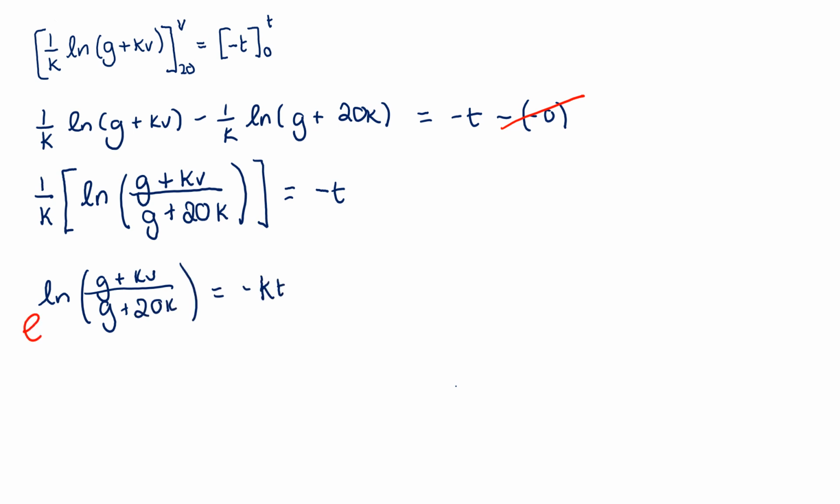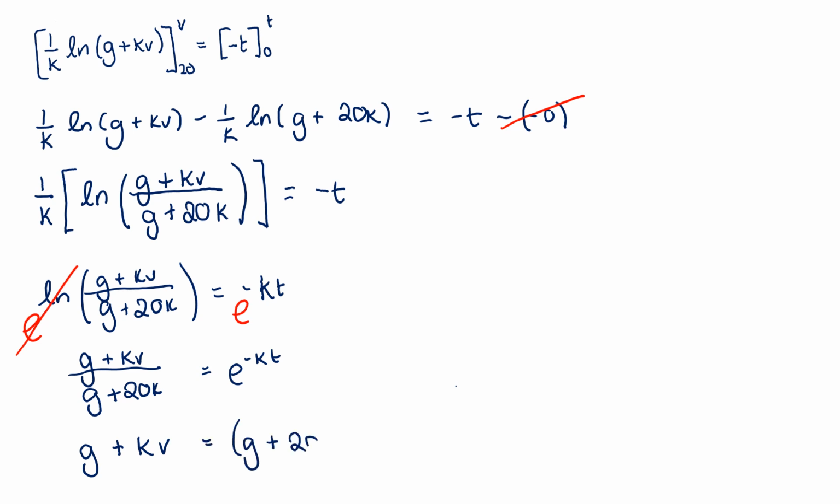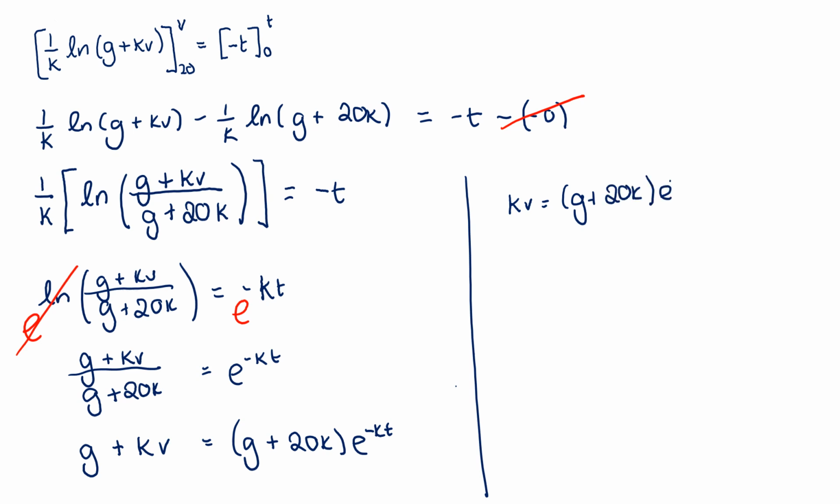Now we can take e to the power on both sides. So that gives us g plus kv over g plus 20k is e to the power minus kt. Remember what we're trying to do here? We're trying to get an expression for v, so we're going to do g plus 20k e to the power minus kt, and then we have kv equals g plus 20k e to the power minus kt minus g, and then for v we're going to divide across by k.